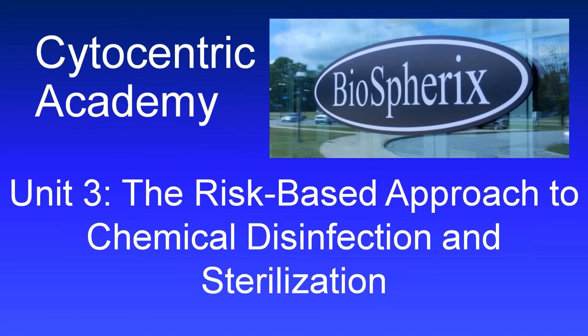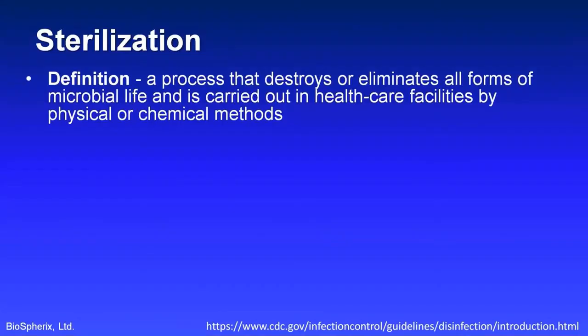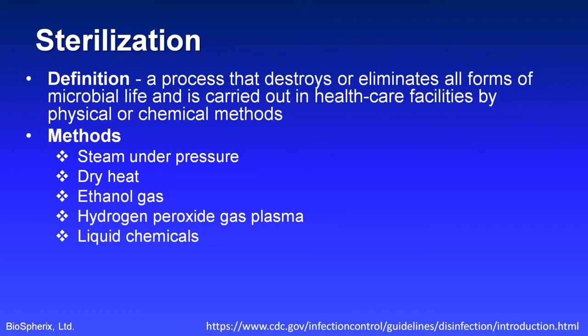In this unit, we will talk about the risk-based approach to chemical disinfection and sterilization. So, what is sterilization? According to the definition from the CDC, sterilization describes a process that destroys or eliminates all forms of microbial life, and is carried out in healthcare facilities by physical or chemical methods. It can be done using steam under pressure, dry heat, ethylene oxide gas, hydrogen peroxide gas plasma, or liquid chemicals. When liquid chemicals are used to destroy all forms of microbiological life, they can be called chemical sterilants.